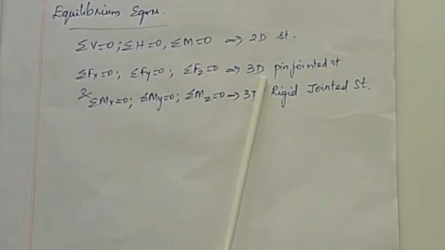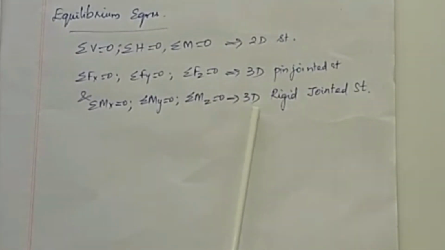For a three-dimensional structure, if it is a steel structure, that is a pin jointed structure, and for a three-dimensional rigid jointed structure, that is an RCC structure, we have these 6 equations of equilibrium. Summation of all the forces in these 3 directions is equal to 0, and the moments in all these 3 directions are equal to 0.